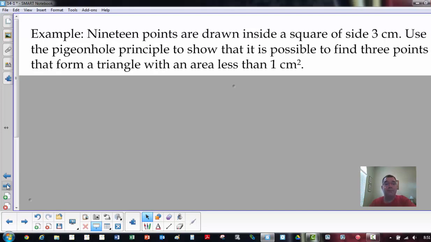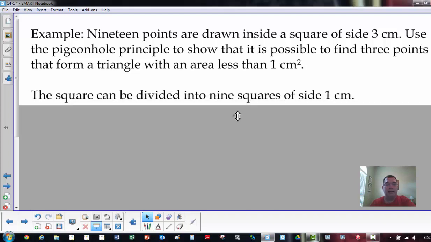So for example, if I have 19 points drawn inside of a square of side 3 centimeters, we're going to use the pigeonhole principle to show that it's possible to find 3 points that form a triangle that has an area less than 1 square centimeter. So how would we do that? Well, I can divide each of the sides of the square into a centimeter, centimeter, centimeter. So that means I've got actually 9 squares. Each of them is 1 by 1 or 1 square centimeter.